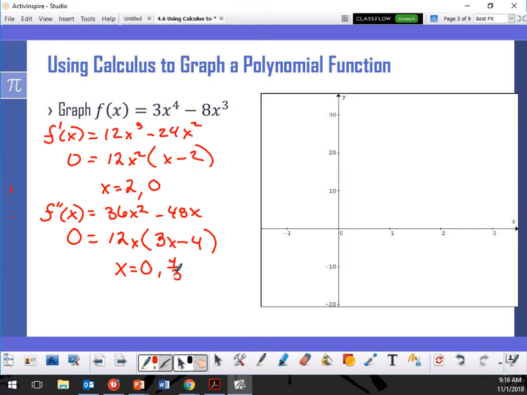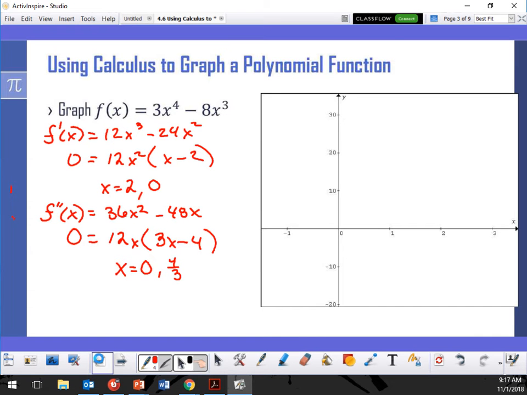Now, the second derivative is going to tell me I have what? Points of inflection, right? That's where it's going to be changing concavity. Okay, very good. So I know that I'm going to have mins and maxes at 2 and 0, and changes in concavity at 0 and 4/3.